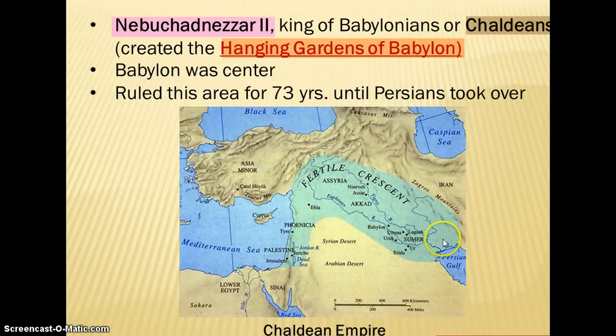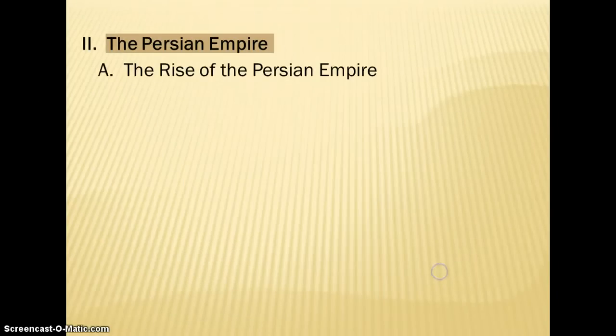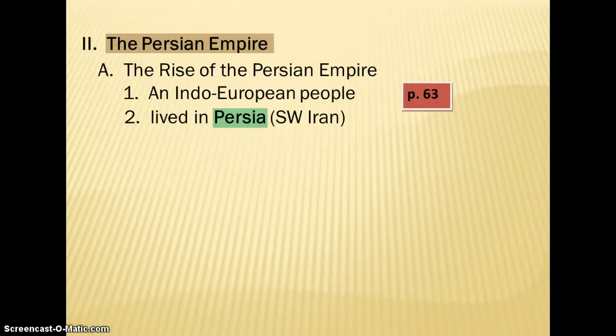All right, so the Chaldean Empire looks very similar to the Assyrian Empire, and it will look very similar to the Persian Empire, who then added land to it. The Persian Empire. The Persians were an Indo-European people, again, that had some of those same languages that we mentioned earlier, and they lived in Persia, which is in present-day Iran.